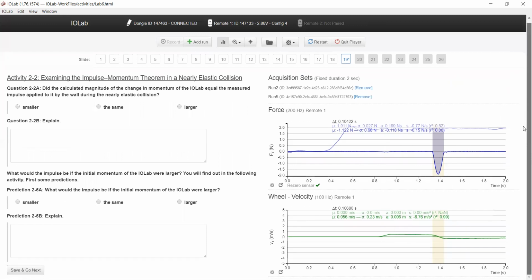Now after that they are trying to predict what the impulse would be if the final momentum of the IOLab were larger. If the final momentum were larger, the change in momentum is going to be larger. Yeah, so this is a prediction. You will find out in the following activity. When you do the next one, we'll find it out, but you can just go ahead and predict. If we increase the final velocity, it should increase obviously. But we'll see.